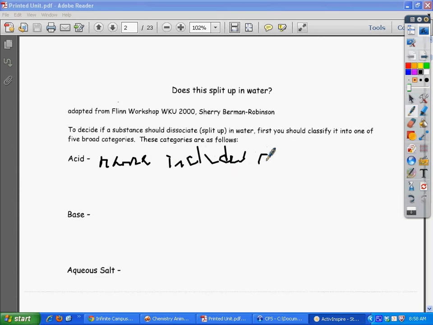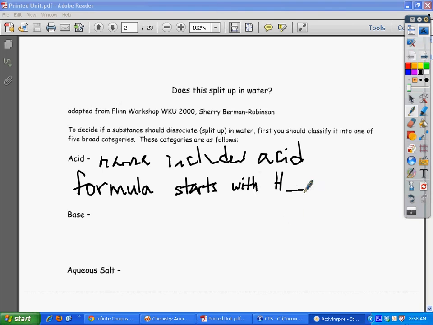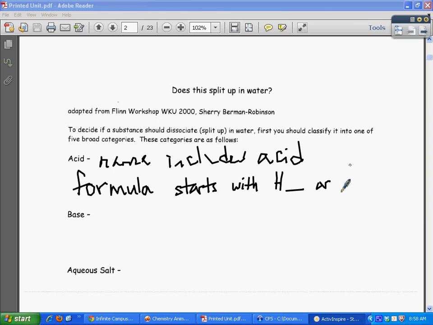And the writing's not good today, I know. If they give you a formula, the formula starts with H and then has something after it. Or, and this is going to be new, ends with, so we're going to have something preceding, and it will end with COOH.